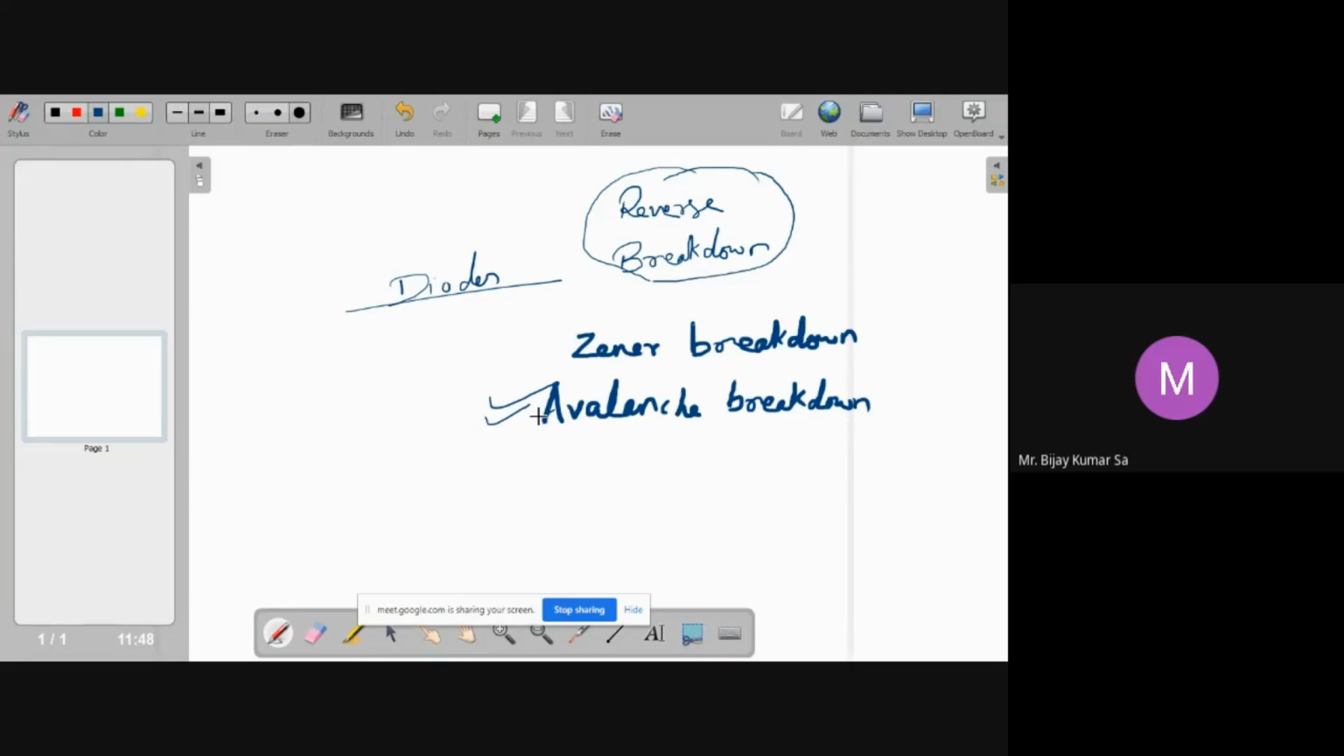Although both are breakdown, both the phenomena support a process called breakdown, which occurs in the reverse region of the VI characteristics of diode. The region where this is observed is called the zener region. Okay, this is your VI characteristics. If you can relate, this is the voltage axis, this is the current axis.